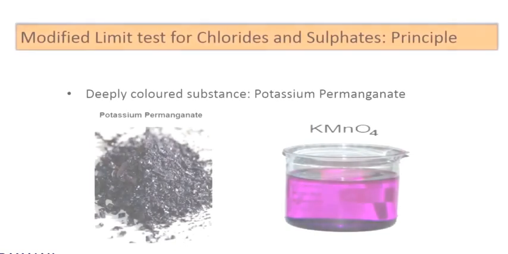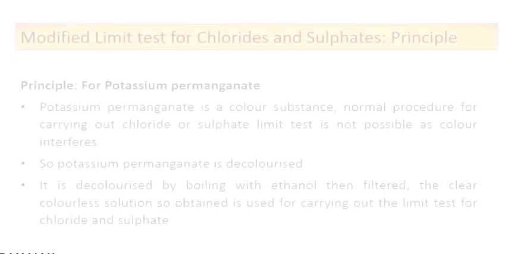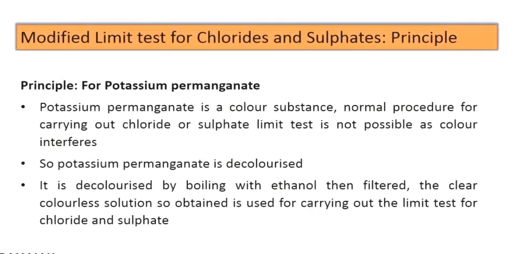First, for deeply colored substances, under this, for potassium permanganate, the principle is as follows. Potassium permanganate is a colored substance. The normal procedure for carrying out the chloride or sulfate limit test is not possible as the color interferes. So, potassium permanganate is decolorized by boiling with ethanol, then filtered. The clear colorless solution so obtained is used for carrying out the limit test for chloride and sulfate.